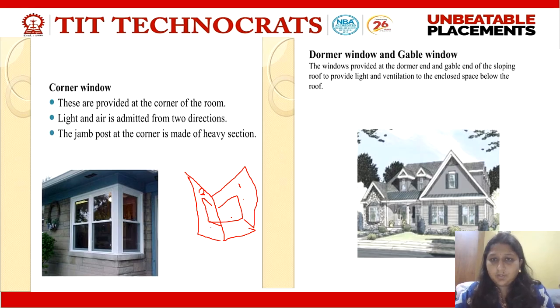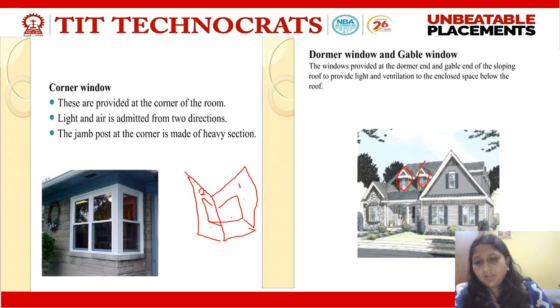Our next types of window are the dormer window and the gable window. These are windows provided at the dormer end and the gable end of the sloping roof to provide light and ventilation to the enclosed space below the roof. Here again a word comes, dormer. Dormer is this, if you can see: the extended portion or extended height, chimney-like, coming on the roof of your house. The window provided on this dormer is called the dormer window.